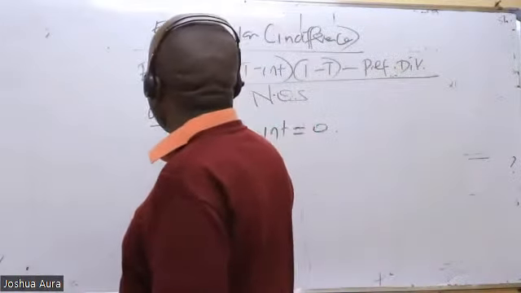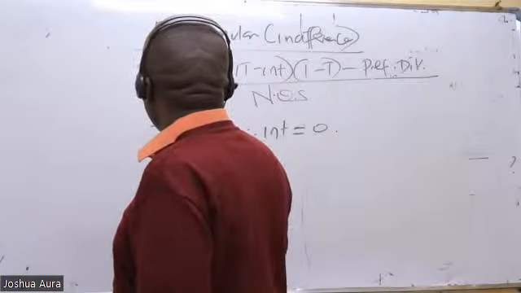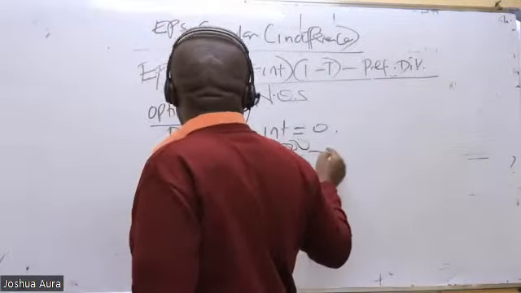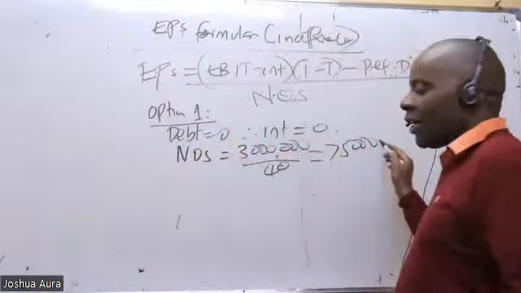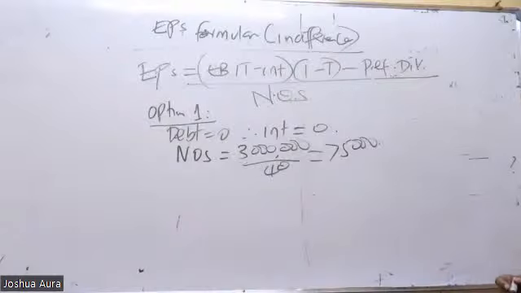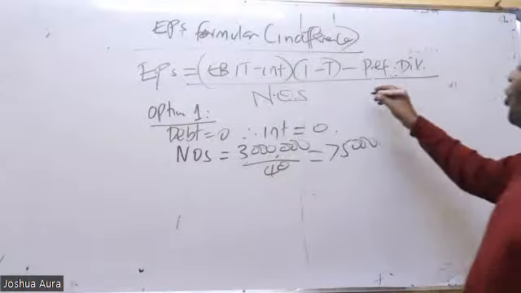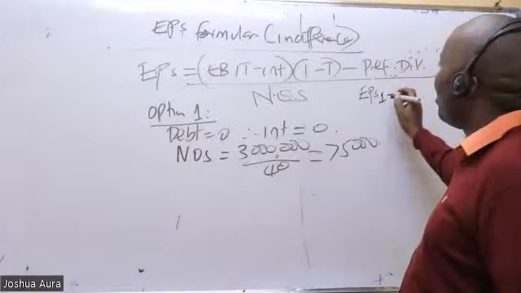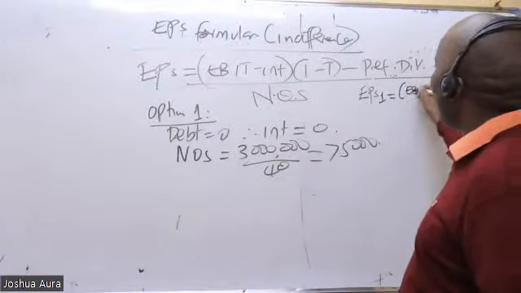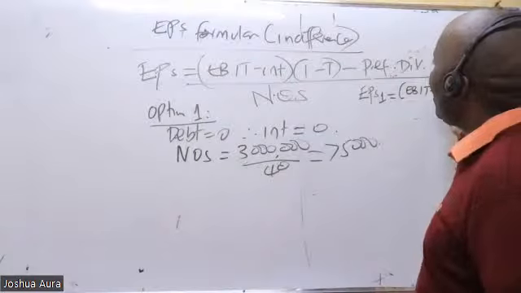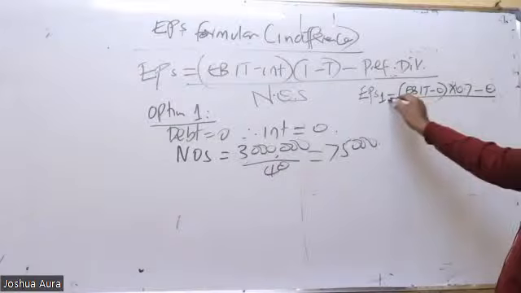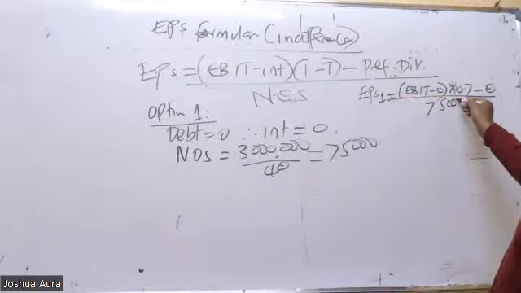So under option number 1, number of ordinary shares, you gave me 3 million divided by 40, which is 75,000. Could you then kindly give me EPS of option 1? EBIT normally is never known. Interest, you've told me, is 0, times 0.7. Preference dividend is 0. Number of ordinary shares is 75,000.